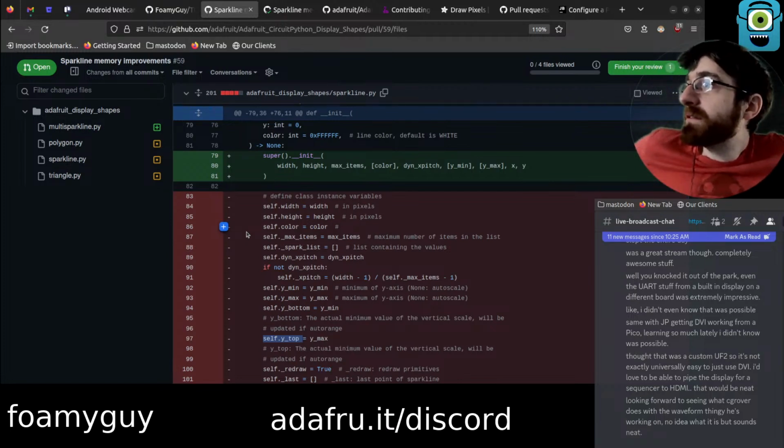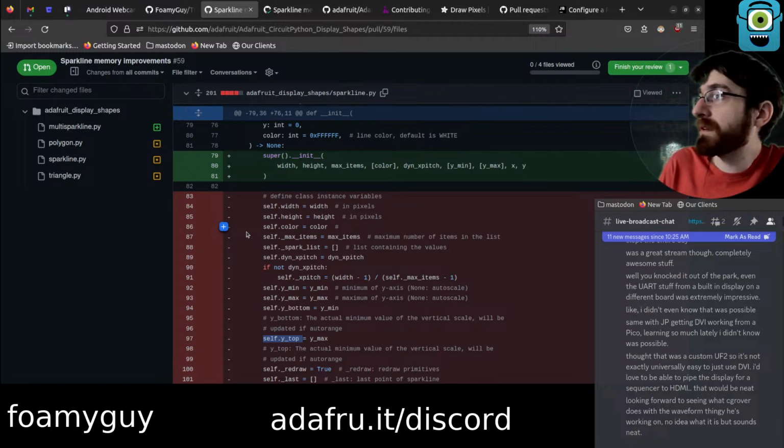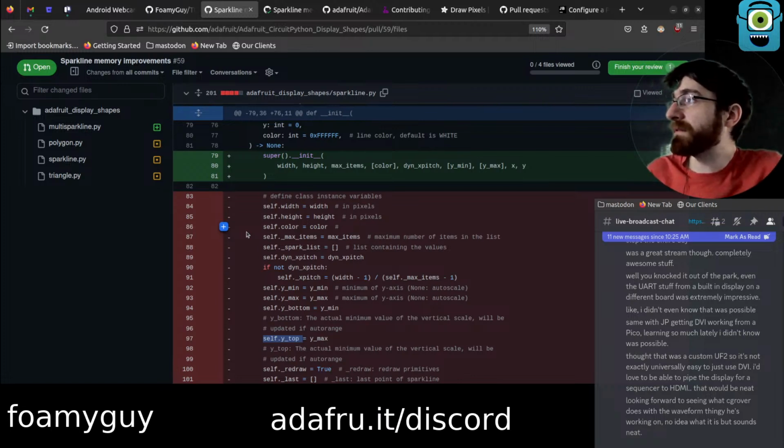Thought that was a custom UF2. Let me catch up where we're at here. Okay, thought that was custom UF2, so it's not exactly universally easy to use DVI. Love to be able to pipe the display for a sequencer to HDMI. Could definitely be fun. Raspberry Pi would be the easiest way to do that. HDMI, I think, is tricky for microcontrollers at this point, but I also haven't delved too much into it. Looking forward to seeing what Seagrover does with the waveform thing. Nice.